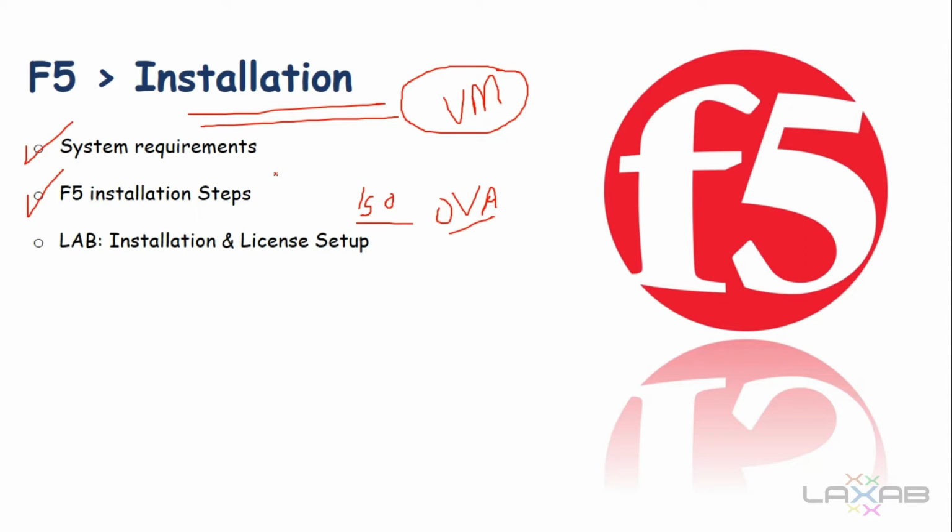And one good news for learners like us is that F5 provides a free trial license of 60 days. So what is the procedure to get these licenses, and all the details, the links to download the F5 ISO or the OVAs, all these details we will see in this step. And once we are done with the pre-checks or the F5 installation steps, we will proceed with the lab, wherein we will install the F5, as well as configure the license.